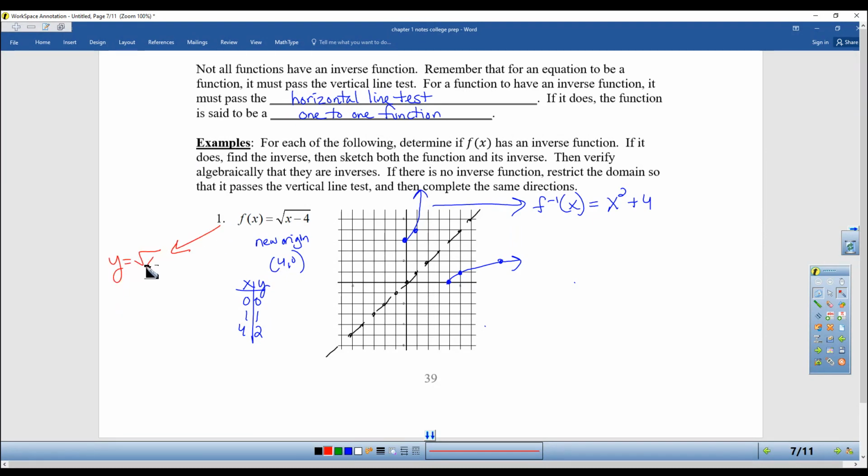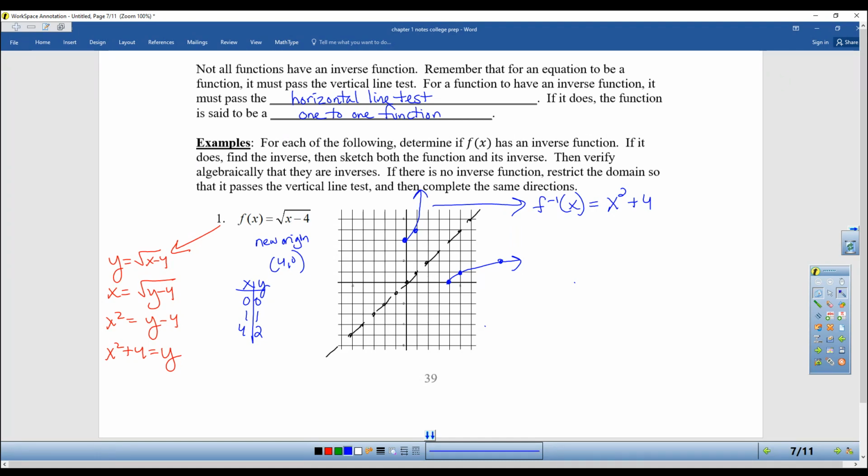Y is equal to the square root of x minus 4. Switch the x and the y. Square both sides. Add 4. That wasn't hard. Okay. So two different ways of doing it depending on your abilities.